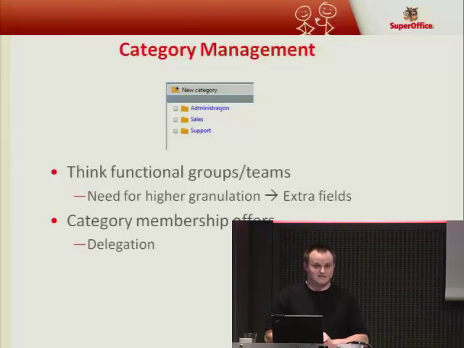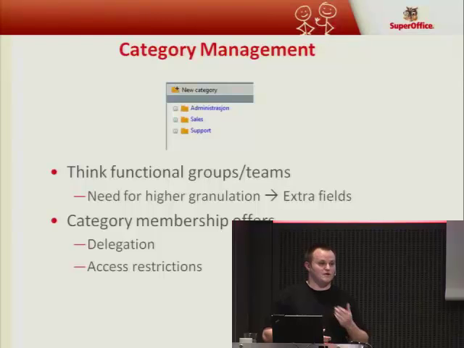However, when you have an installation where people can pick their own tickets, you have the tendency that they only pick the tickets that they like. So using automatic delegation circumvents that picking. Using category memberships, you also have the possibility to restrict access. You can say that members of this category are the only ones that can see the tickets in this category.